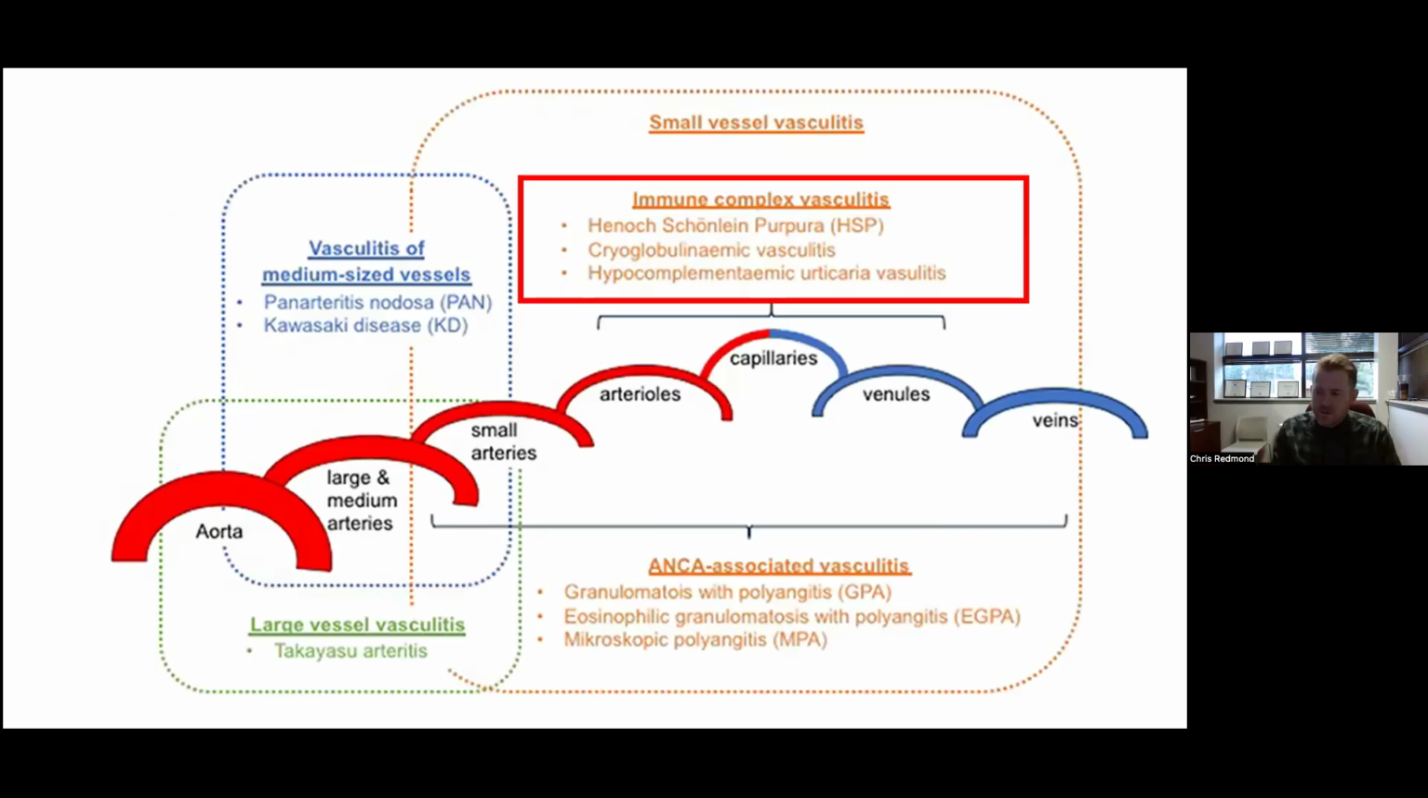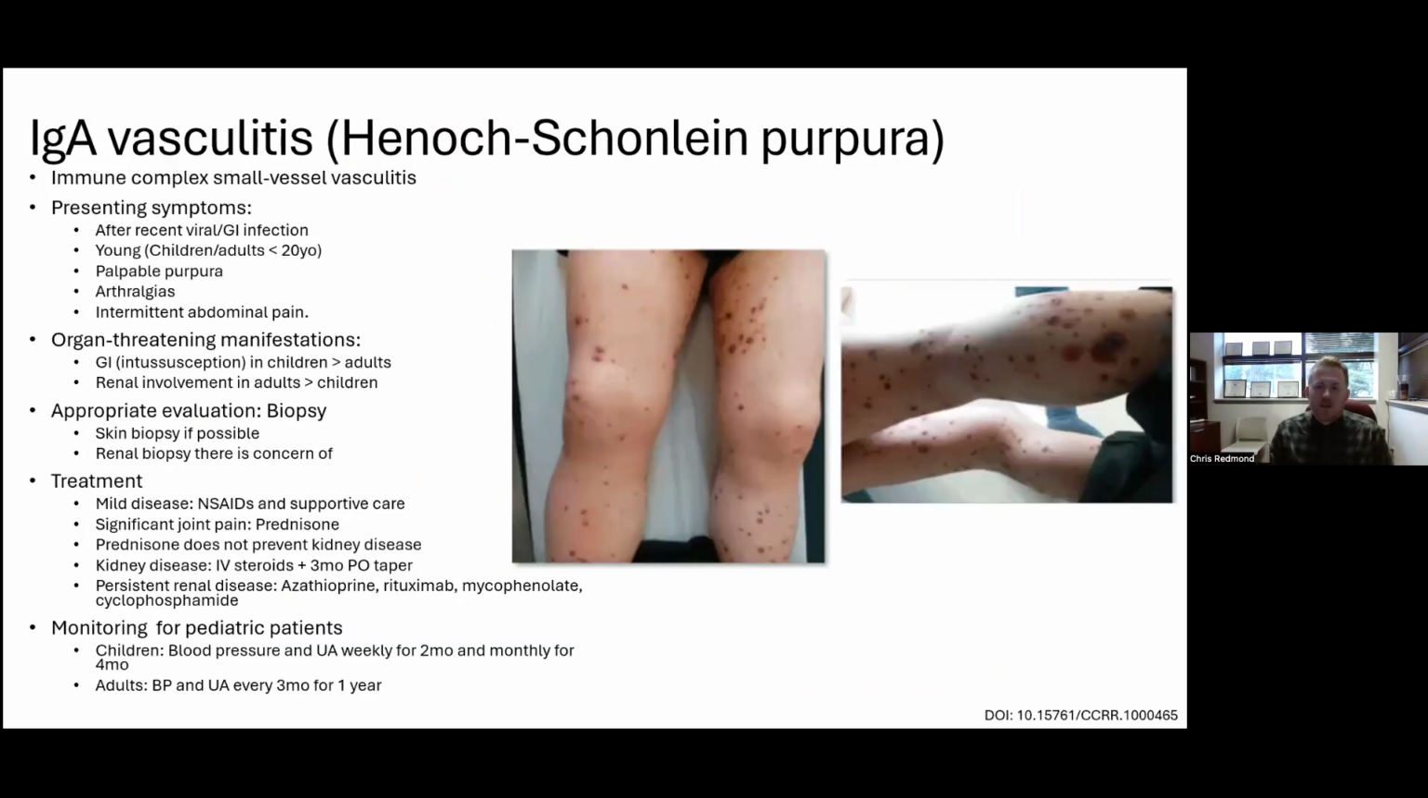Moving on to the other small vessel vasculitides. So this is IgA vasculitis, formerly Henoch-Schönlein purpura. It's an immune complex small vessel vasculitis with high IgA levels sometimes. Presenting symptoms are usually after a recent viral GI illness. It can be within the span of several months of the illness. Usually children and young adults are more commonly seen, but it can be seen at any age.